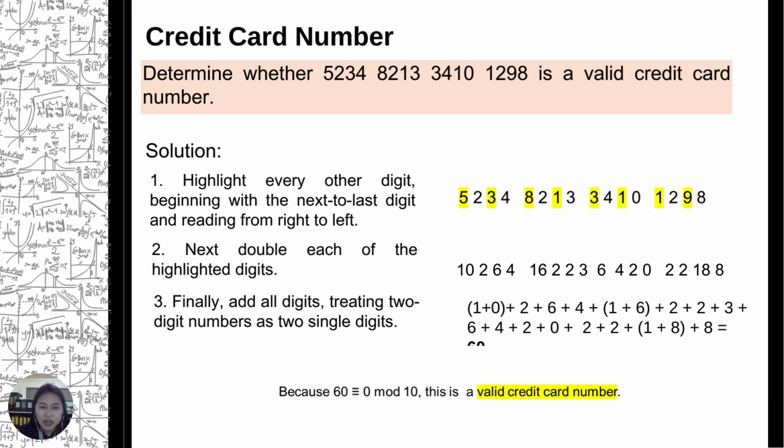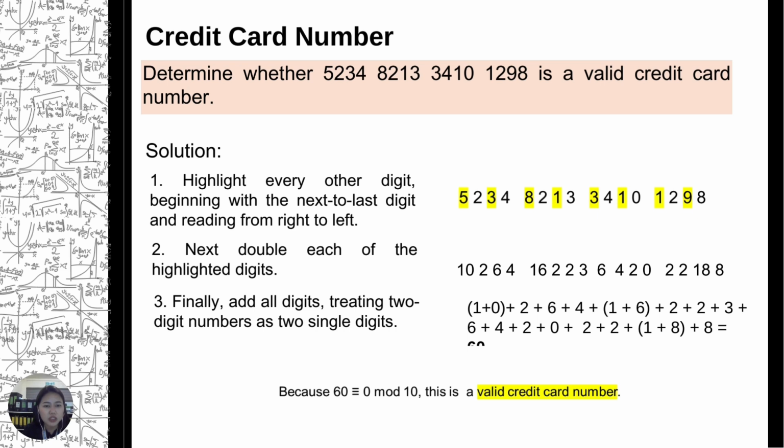So we have here 5 as highlighted, 3, 8, 1, 3, 1, 1, and then 9. The next thing to do is double each of the highlighted digits, as in the calculation shown on the screen. 5 times 2 is equal to 10, 3 times 2 is equal to 6, 8 times 2 is equal to 16, and so on until 9 times 2 is equal to 18.